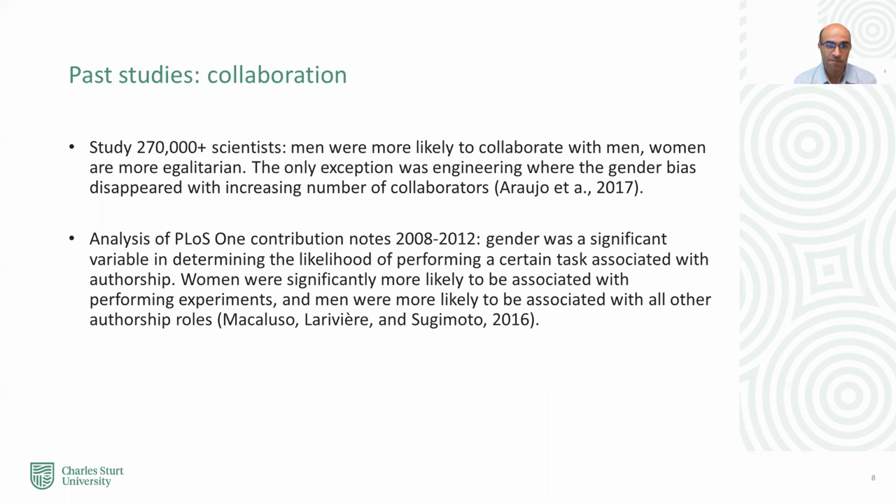So one study, they looked at those contribution notes in all of PLOS ONE papers from 2008 up to 2012. And they found out that, again, there were differences in terms of gender, in terms of who actually did what. One of the findings was that women were significantly more likely to be associated with performing experiments, and men were more likely to be associated with all other authorship roles, such as conceptualization of research, writing the drafts, and supervision, and so on and so forth.